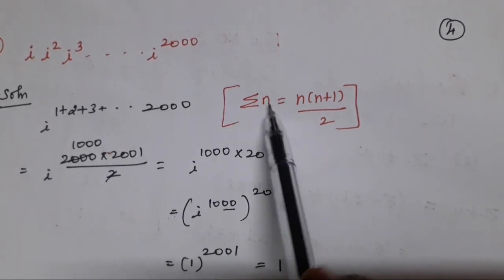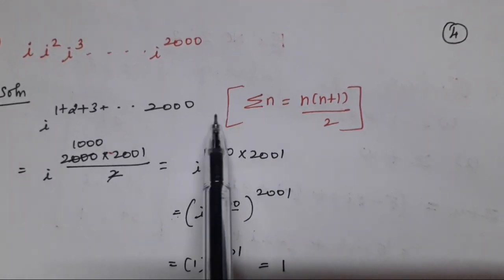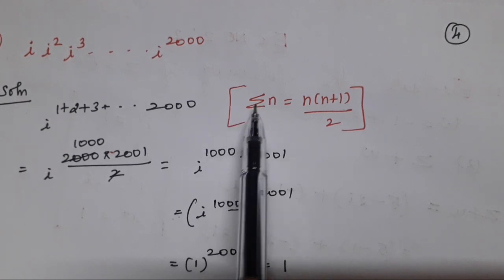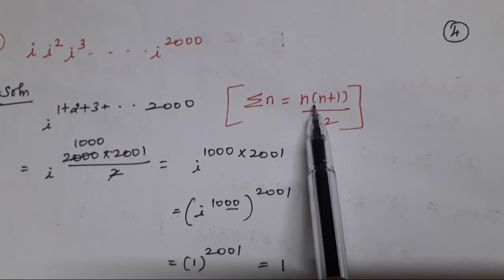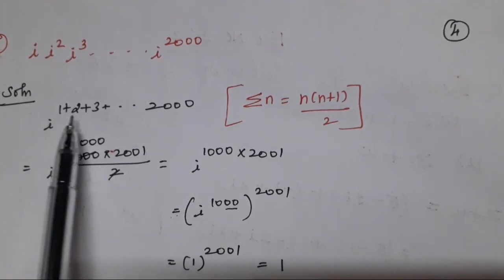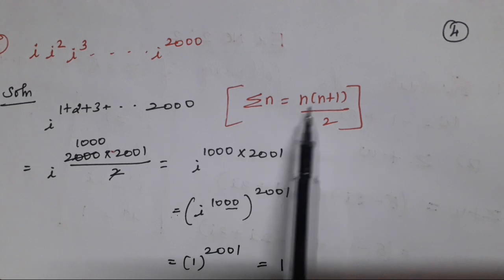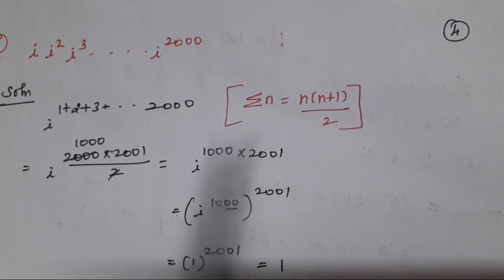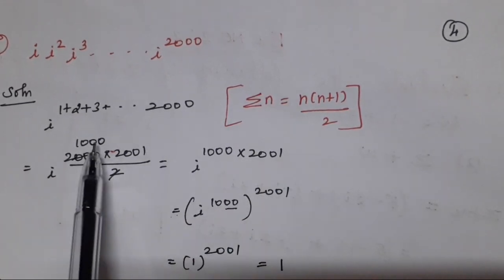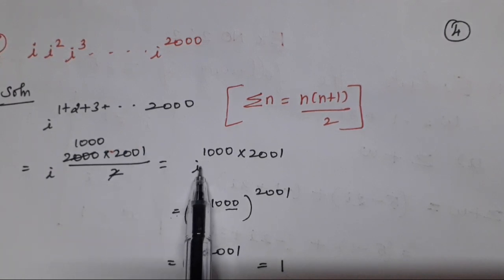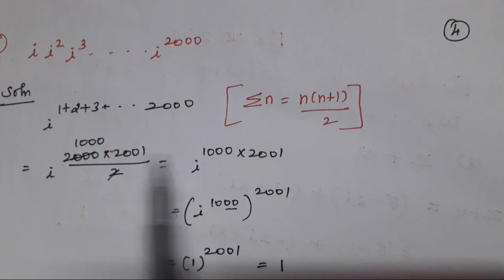Summation of n. I already taught all the models in the example sums, so go through your example sums in the Monday video. Summation of n equals n into n plus 1 by 2. We know the sum of the first n natural numbers, what is the formula? In 10th standard we studied: summation of n equals n into n plus 1 divided by 2. So i power summation of n is nothing but what? 2000 into 2001 divided by 2. You cancel the value, we get what? i power 1000 into 2001.